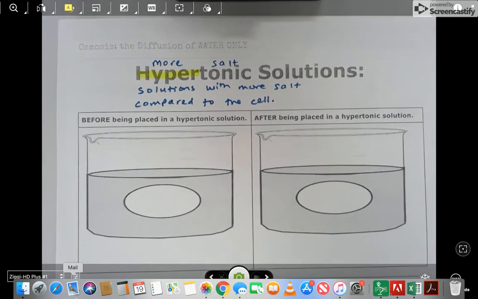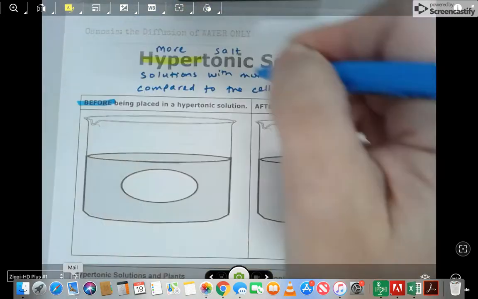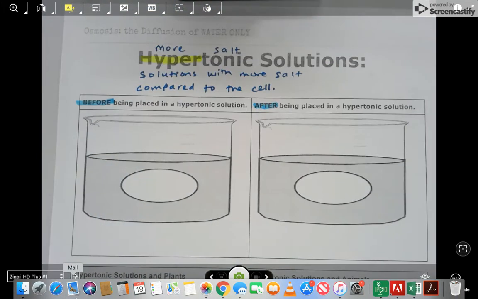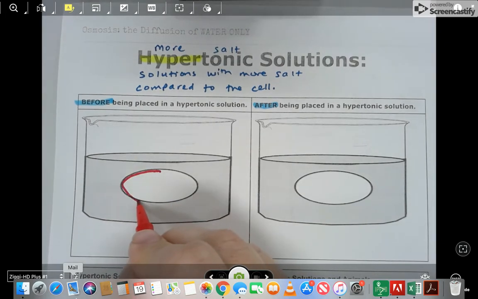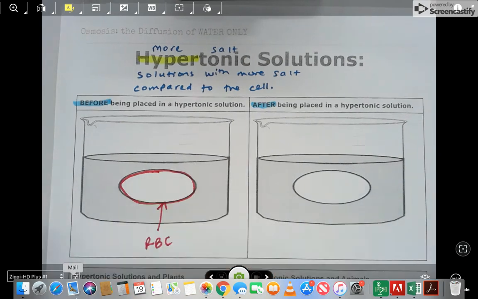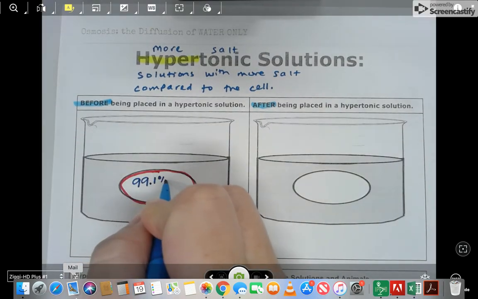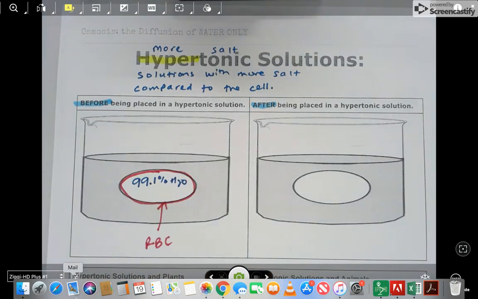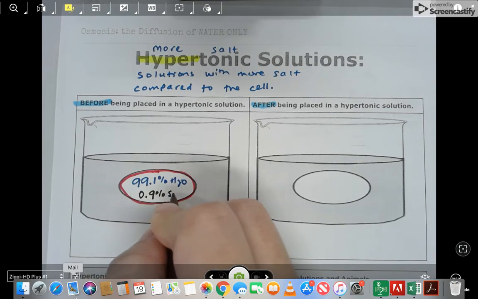So similar to yesterday's class, we're going to diagram what the cell will look like before and after being placed in the hypertonic solution. Okay, so here's my red blood cell. It has 99.1% water, 0.9% salt.